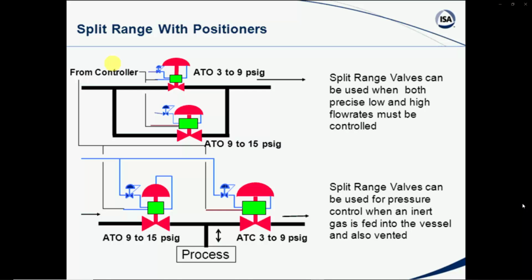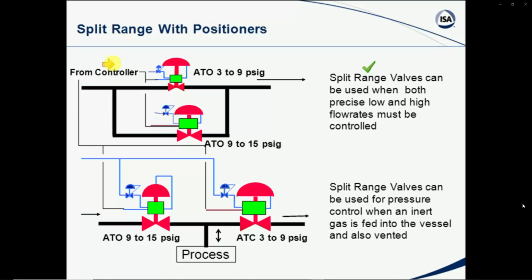You have the output from the controller coming to the valve, but at the same time, you don't know exactly where that valve is going to go. But a positioner actually is a two-mode controller with mechanical feedback on the valve position, so that if you put 9 pounds to the valve and it's set up for a 3 to 15 pound air to open, it will go half open.